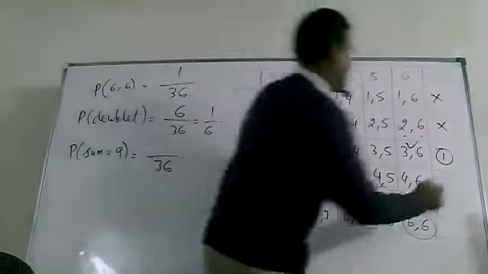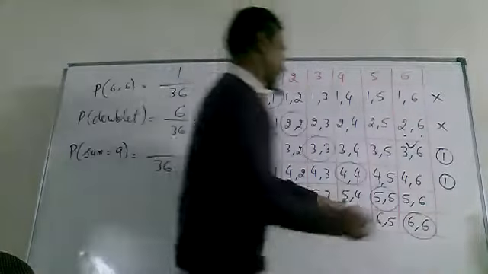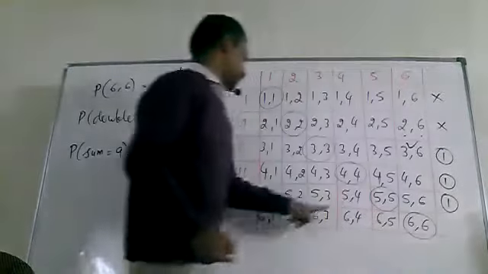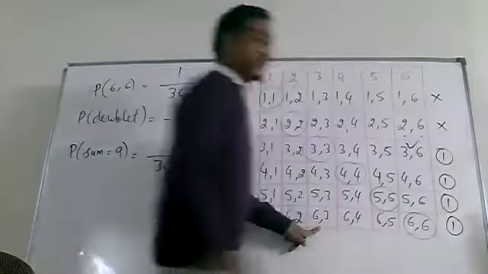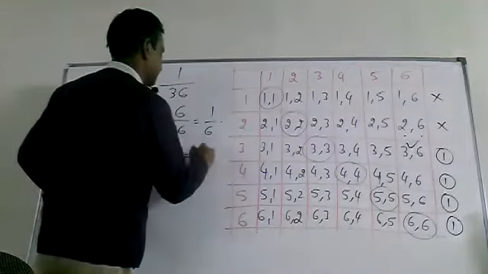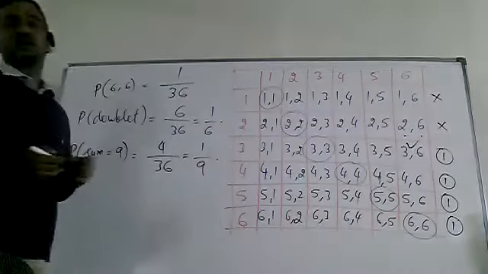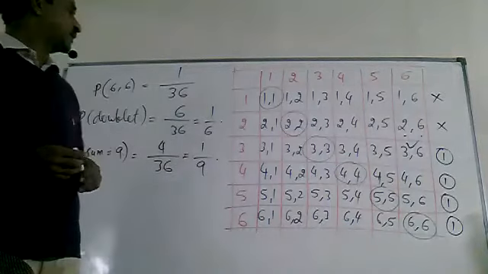Here 4 plus 5 is 9. In this row, 5 and 4 is 9. And the last one, 6 and 3 makes 9. So there are a total of 4 favorable cases out of 36. That's why the probability of sum 9 is 1 by 9.